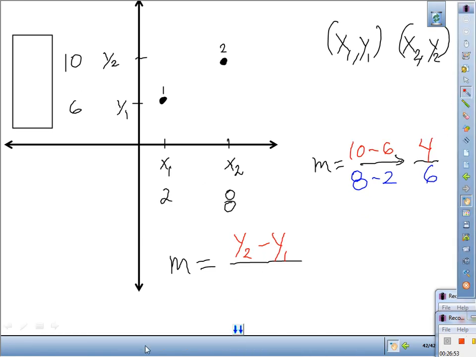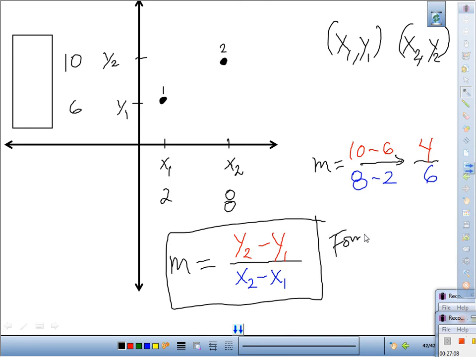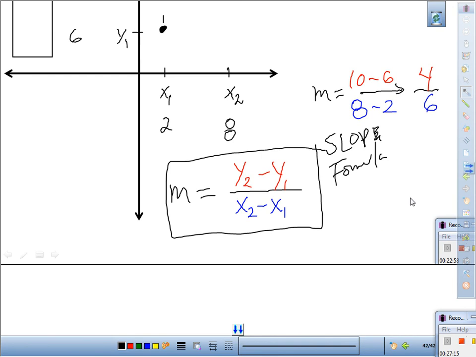Therefore, who can give me the run? Xavier. x sub 2 minus x sub 1. That is correct. This is the formula for slope. Copy that. Formula for slope. Slope formula. Yeah, at the end we simplified, but right now I just wanted to get through the formula.